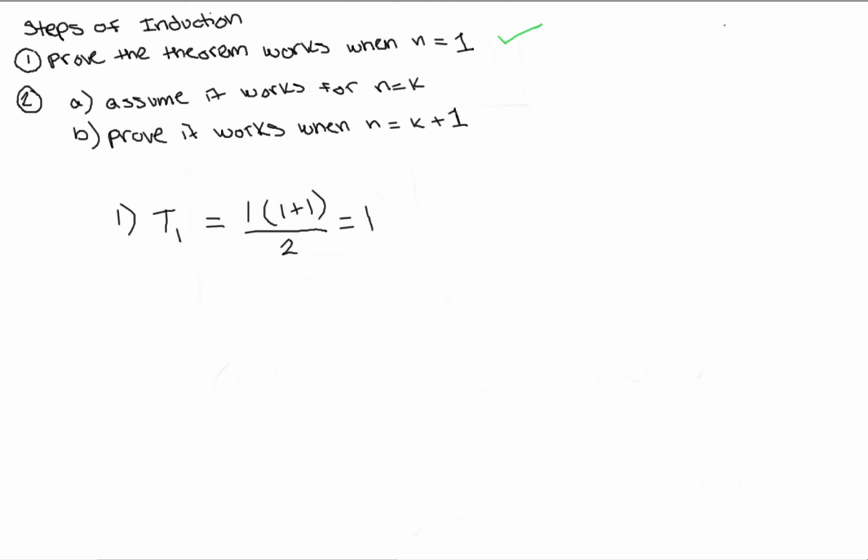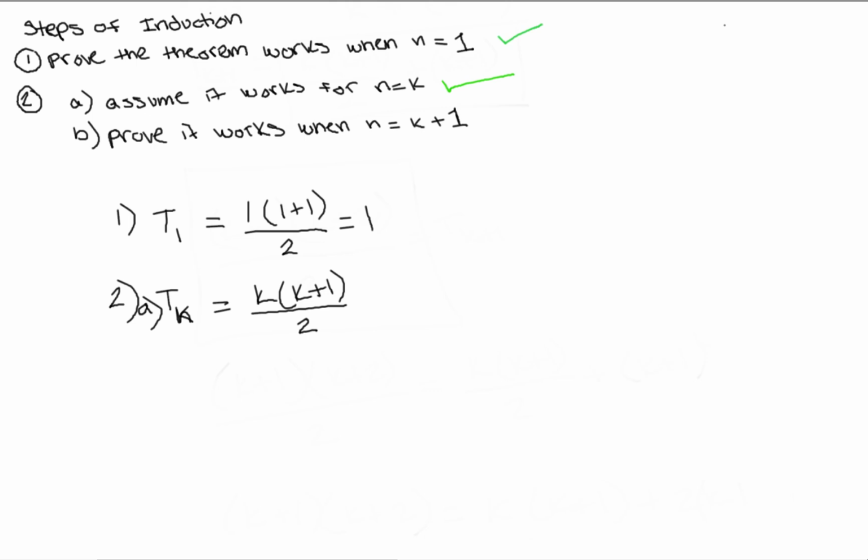Step 2 says that we now have to assume that it works when n is equal to k. So we should say that tk is equal to k into k plus 1 divided by 2. And now for step B, 2b, we must prove that it works when n is equal to k plus 1. So this works. Now we have to prove that it works when n is equal to k plus 1.